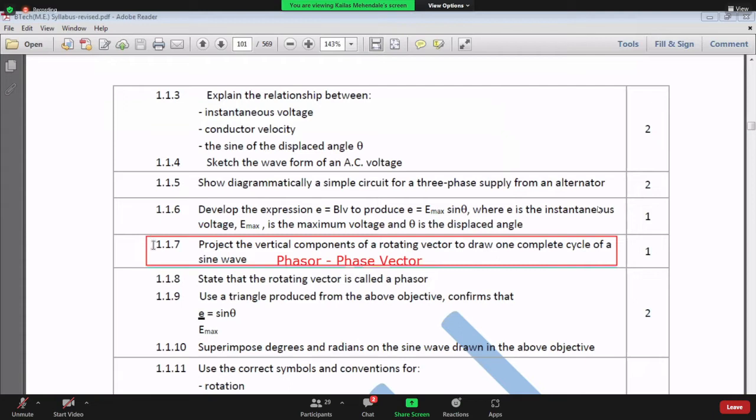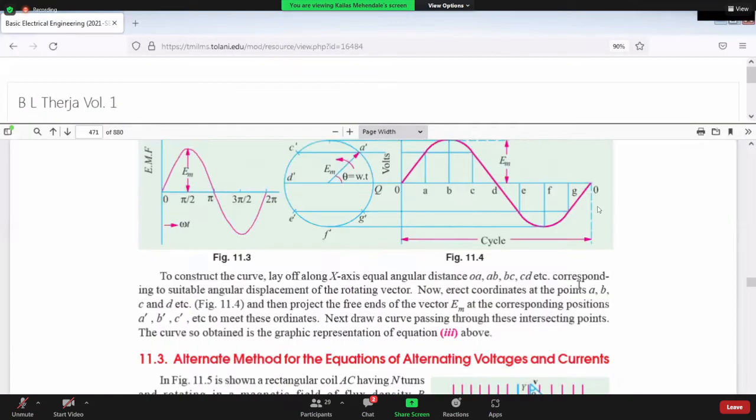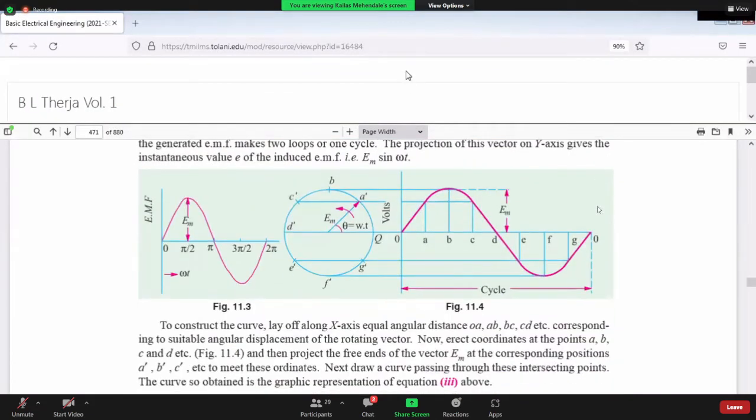So therefore, let us start with something called 1.1.7. Please allow me to continue. Here we are. Now again, this is the textbook. In the textbook, the author has shown it over here.